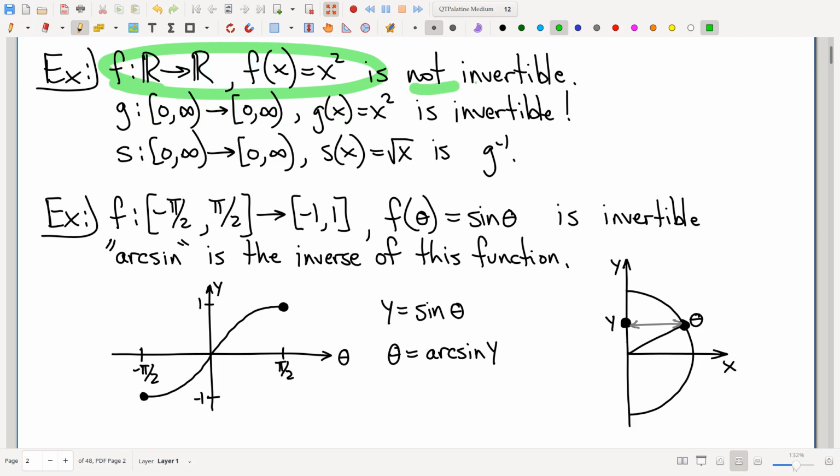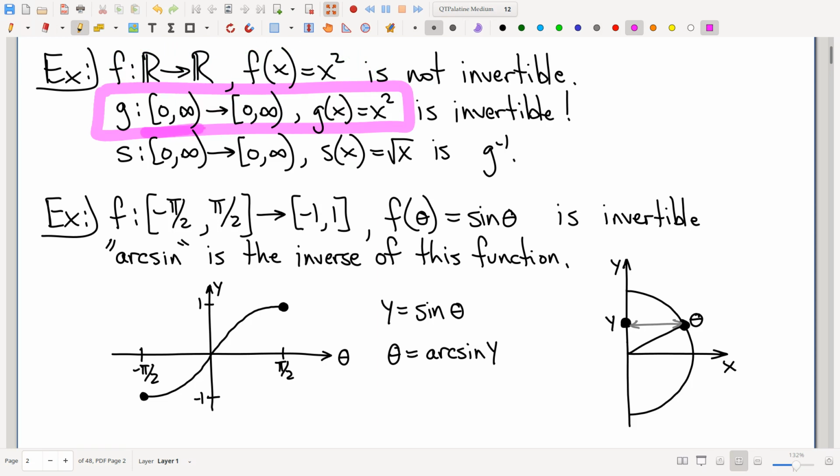There are plenty of values in the target for which there are 0 preimages. And there are plenty of values in the target for which there are 2 preimages. This is not an invertible function. So to get something that is invertible, so that we can talk about the square roots, you have to restrict the domain and the target. And this is a good way to do it. This is the standard way to do it right here.